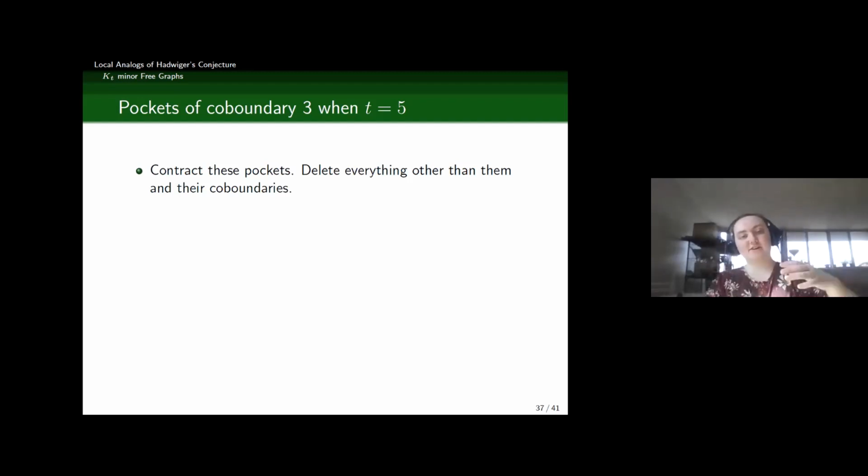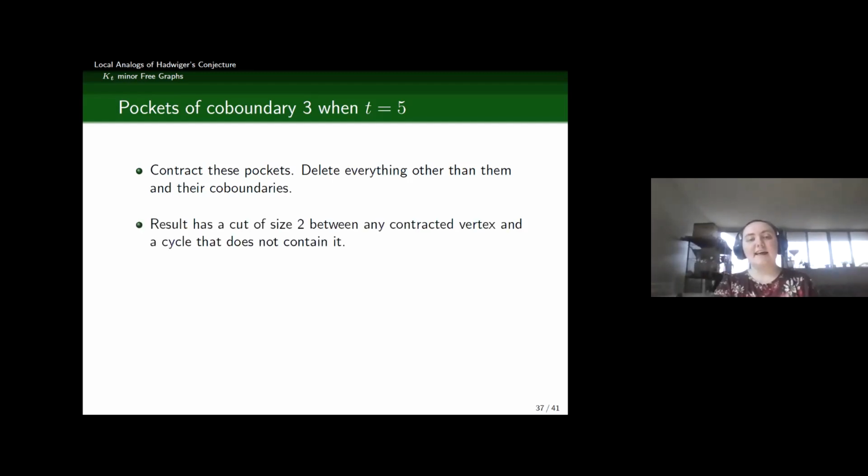So what you want to do is contract those pockets, delete everything other than them and their coboundaries. And the resulting graph has to have a cut of size 2 between any contracted vertex and a cycle that doesn't contain it. And the reason here is that suppose you have your contracted vertex. So this represents 3 vertices and a pocket behind them, such that if you put a triangle around these 3 vertices, you would get a K5 minor.